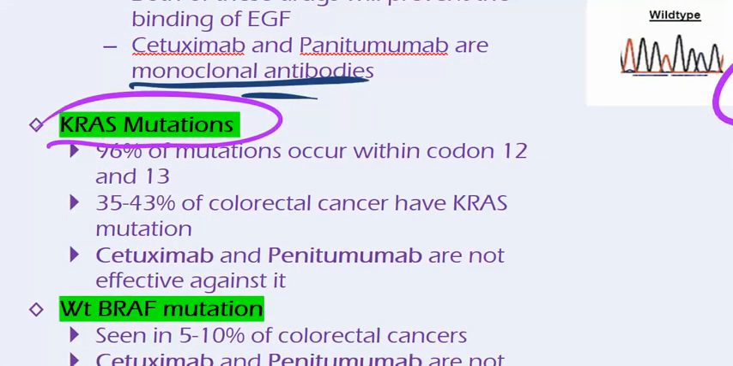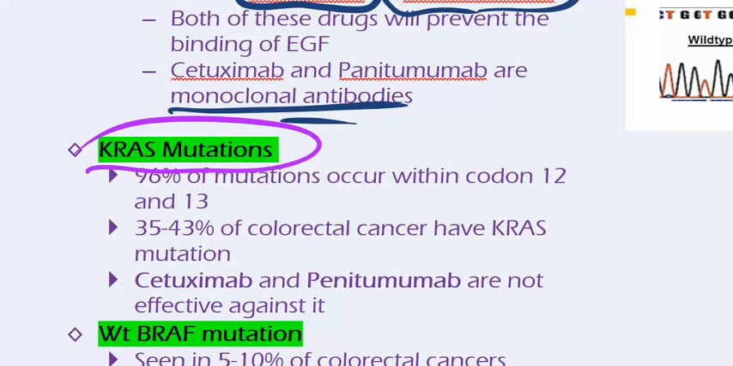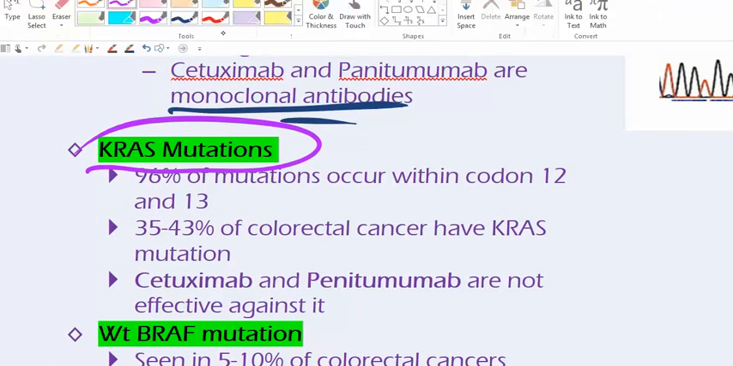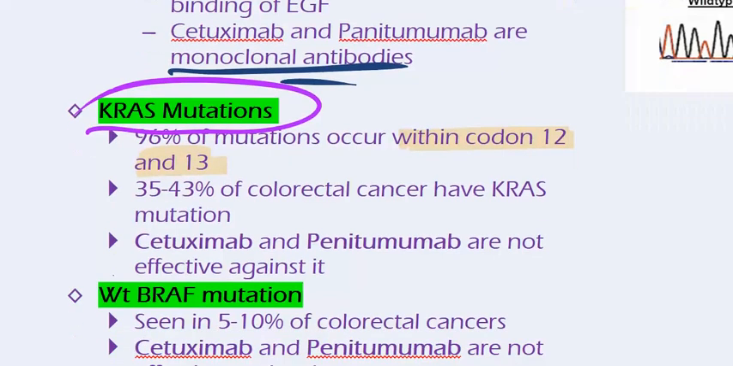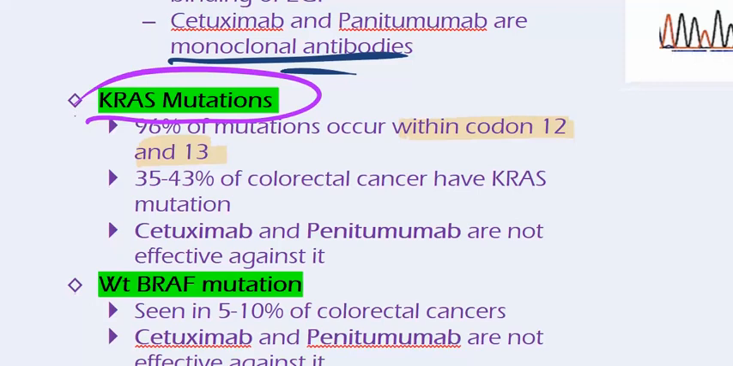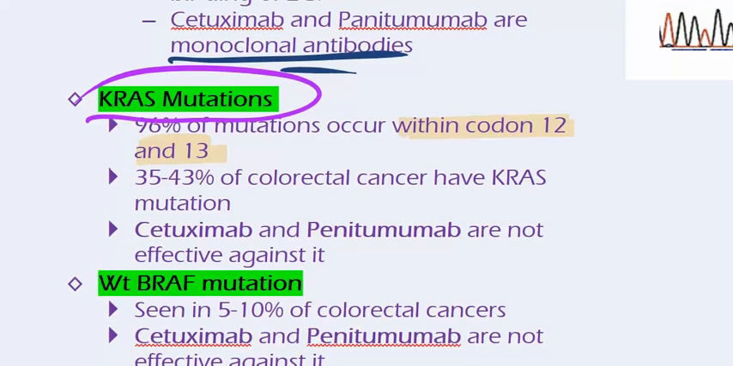So it can just lead to proliferation by itself, right? So just some information: 96% of these KRAS mutations are going to be occurring within codon 12 and 13. 35 to 43% of colorectal cancer has a KRAS mutation. So those drugs won't be effective. That's right. Just like what's being said, like cetuximab and panitumumab.